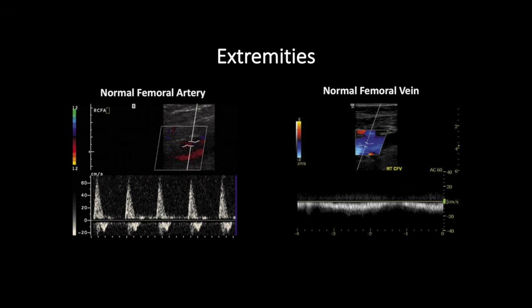Okay, and so lastly, as we continue to move down, let's talk briefly about Doppler in the lower extremities. So in a normal extremity artery, we're going to see high resistance flow as we'd expect for the reasons we described earlier. In a normal extremity vein, like the femoral vein, for example, we should be able to detect flow. And you're also going to see some variability over time, and that's related to the respiratory and cardiac variability as well.